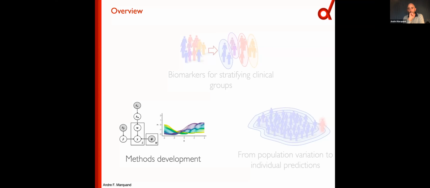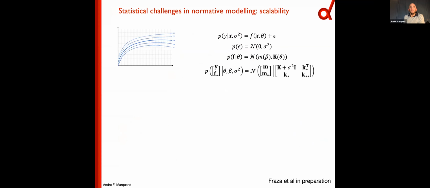So for the last part of this talk, I'd like to talk about approaches that we've done. A big focus of our group is on methods development, and I'd like to talk about that a little bit to facilitate some of these objectives that I've outlined so far. So let's start with normative modeling.